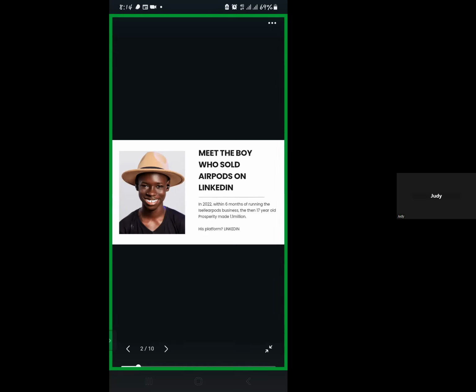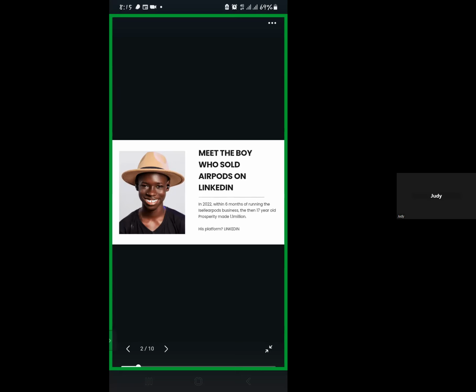AirPods that you get on the streets, right? This boy was selling it on LinkedIn. Here's the catch. I'll share it later on, but there's something he did that made it a sensation in a sense. I'm sure he had other sales funnels, right? LinkedIn was not only his platform.